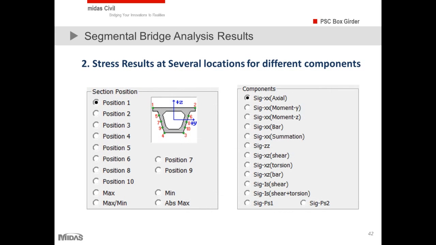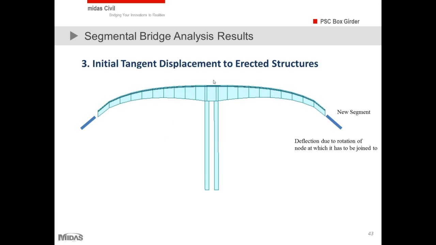Now talking about the stresses, you can obtain the stresses in Midas Civil at several locations for different components. So this is how it looks. Here you can see there are different positions at the cross section where you can obtain the stresses, 1, 2, 3, 4, depending on where you want to obtain the stress. And if you want to define the stress point yourself, you can also do that. There are different components that you can obtain the stresses for: the stress for axial force, the stress due to bending in Y and Z direction, the torsional stress, the shear stress, and you can also obtain the stress in the principal axis. So it's pretty comprehensive for post-tension bridges.